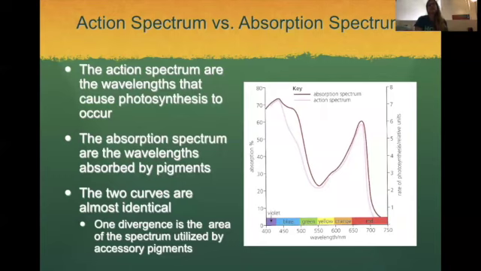There is a slight difference between the action spectrum and the absorption spectrum. So the absorption spectrum is all of the light that the plant can absorb. The action spectrum is all of the light that is actually being used and converting our water and our carbon dioxide into sugar. Note that the lines are almost identical with the exception of this little area right here. The one divergence is an area of the spectrum utilized by the accessory pigments.